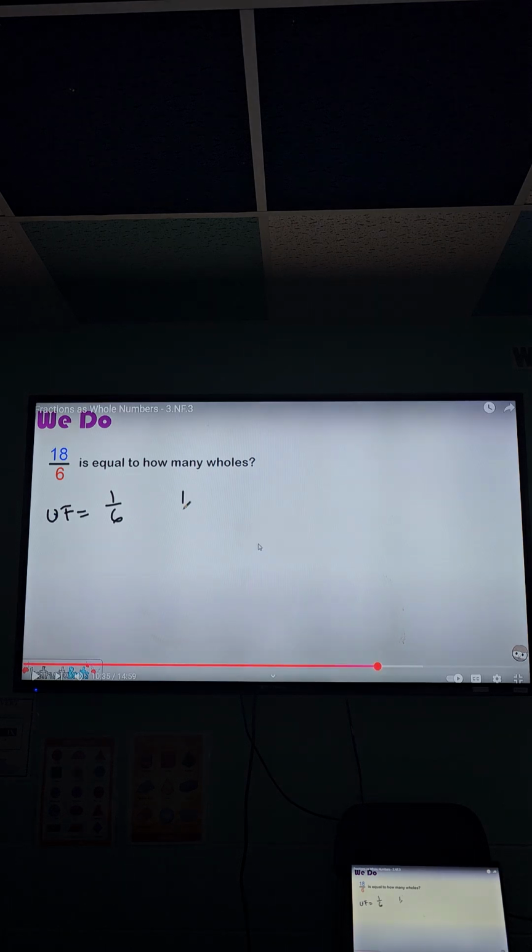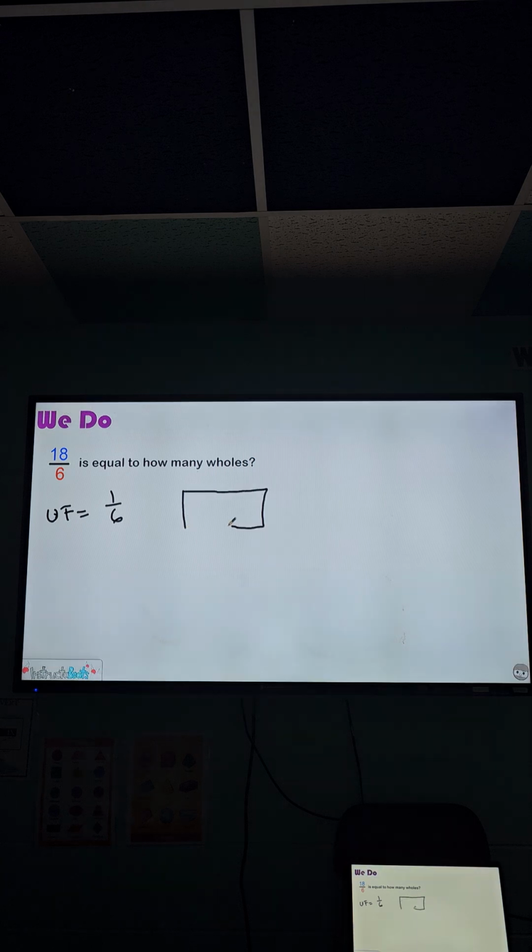So make sure you have a dry erase board and dry erase marker out and writing down what he's writing down. And just draw a whole. I'll do a rectangular whole right here, okay? I'm going to split it into 6 equal pieces. And again, it's not going to be perfect, okay? But if I'm a little off, just pretend like we just partitioned it into equal parts. So my unit fraction obviously would be 1/6.